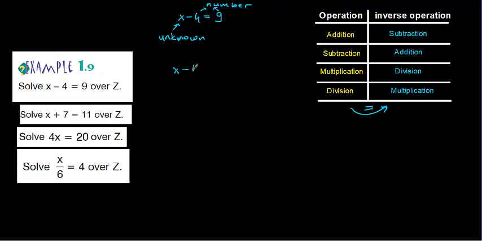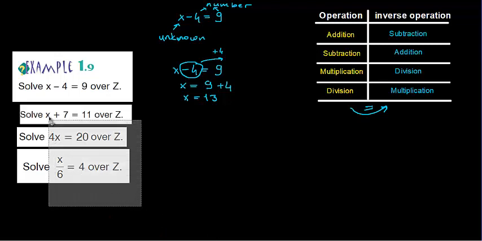Here I have x minus 4 is equal to 9, and I need to leave x alone for the solution. When you want to send minus 4 to the other side, it's going to be x is equal to 9 plus 4. This minus 4 becomes plus 4 at the other side. So we are writing like this: x is equal to 9 plus 4, which is 13.